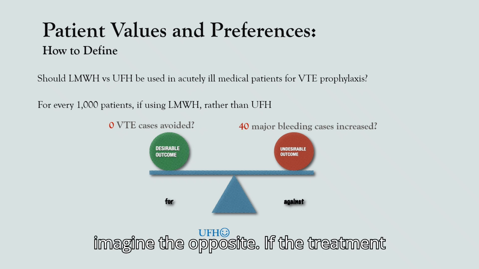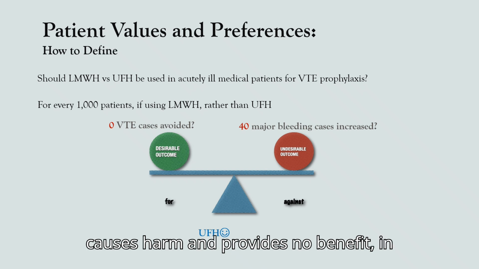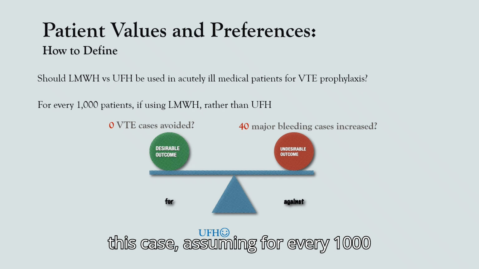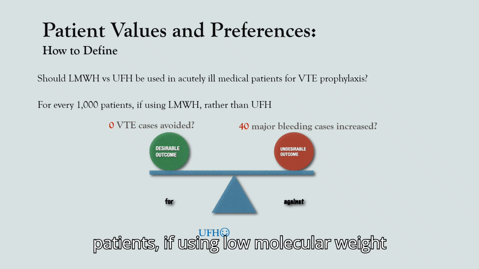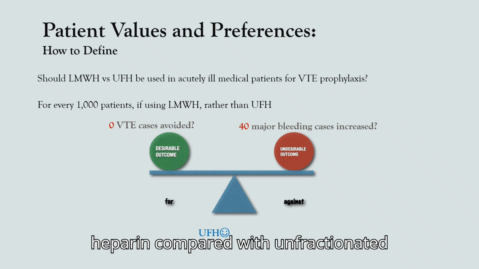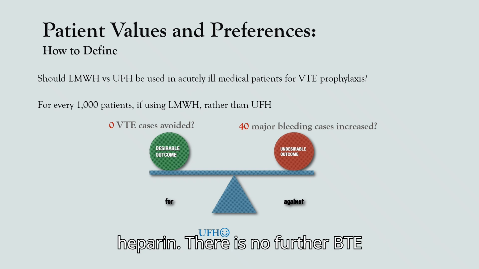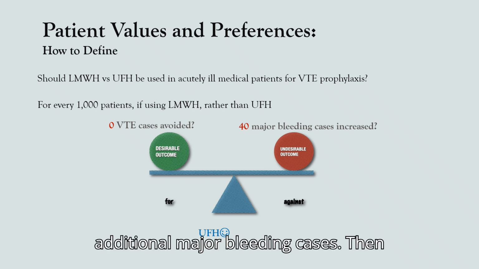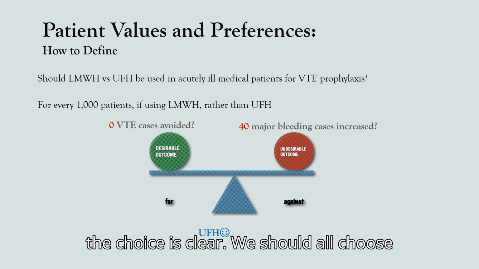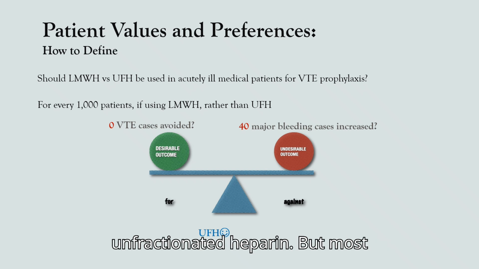Now imagine the opposite. If the treatment causes harm and provides no benefit, in this case, assuming for every 1,000 patients, if using low molecular weight heparin compared with unfractionated heparin, there are no further VTE cases avoided, but there are 40 additional major bleeding cases. Then the choice is clear. We should all choose unfractionated heparin.